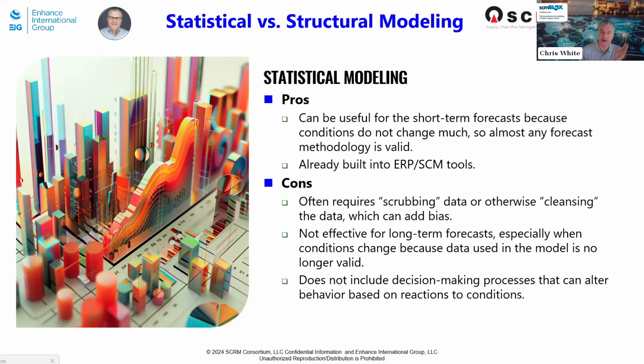The cons, the bad things, are that you often need perfect data. And so you're scrubbing data, you're cleansing data, you may even be fudging data at times to make sure that it works. Statistical modeling is not good for the long term, especially when the conditions change and you have no data for that condition. And so you have no way to understand or build a model. And it doesn't include any of the decision-making processes along the way. So if I see some value going up, as a manager, I may make some adjustments to correct that number. None of that is included because, again, statistical modeling treats all the activities as a black box, doesn't really care.